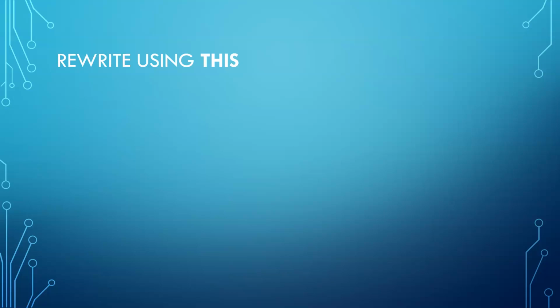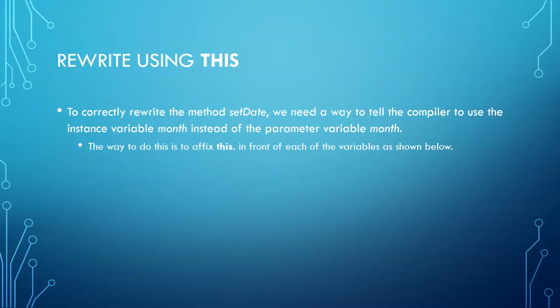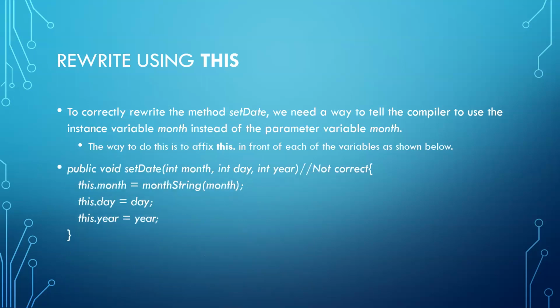So what we're going to do is rewrite that method that we just looked at, but using this. So to correctly rewrite the method setDate, we need a way to tell the compiler to use the instance variable month instead of the parameter variable month. So the way to do this is to put this in front of the variables as shown below. Public void setDate int month and day and year. All right, remember this was not correct, but we're going to change this to become correct, so you can cross that off now. And we have this.month equals month string month, this.day equals day, this.year equals year.